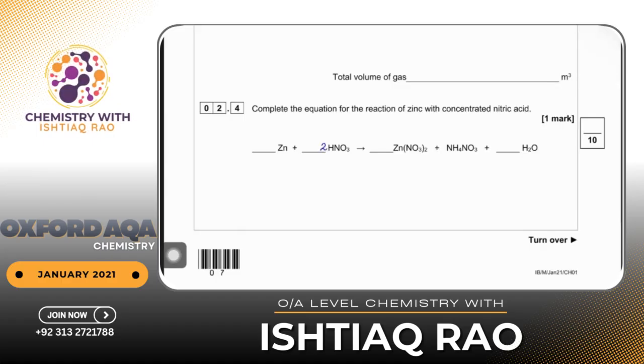By the way, after applying the rules, we can say balance the metals, then balance the non-metals, then balance oxygen, then balance hydrogen. These are the rules. So I'm looking at the zinc, zinc is balanced. Then I'm looking at nitrogen. In the product side, I have three nitrogen atoms, so I can say three. Remember, the rules for balancing: metals, non-metals, oxygen, hydrogen.